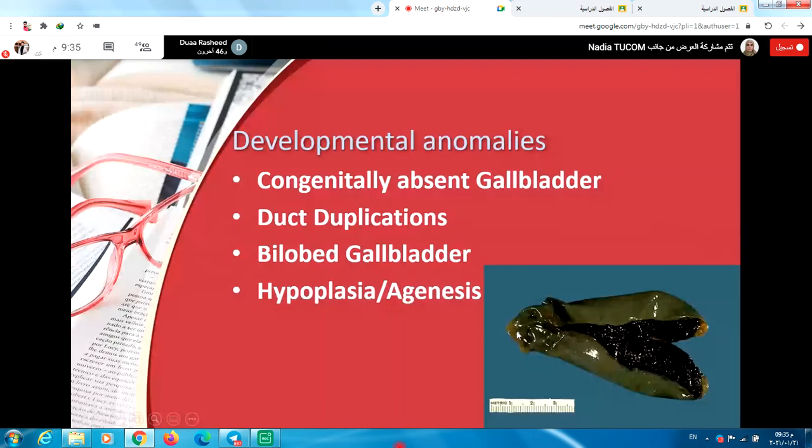This is a normal gallbladder. It can be congenital absence or agenesis, duct duplication of the cystic duct, or a bilobed gallbladder, that is, there is a groove or invagination in the fundus, or hypoplasia, that is, a hypoplastic or atrophic gallbladder, or completely absent, agenesis.